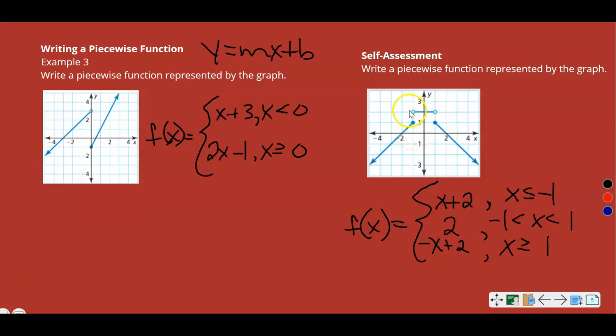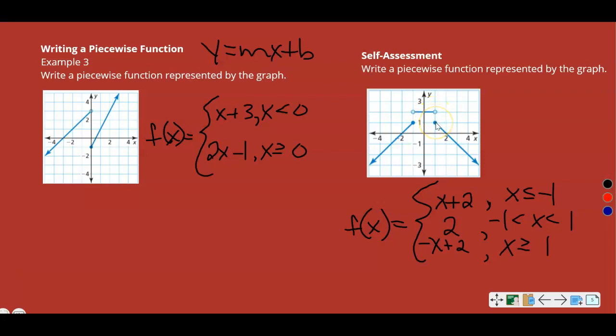All right, the middle piece you can see goes from -1 to +1. So from -1 to +1, 2 open circles means it is not included. So strictly less than. So x is between -1 and 1. This one is a constant function, so there is no slope. Okay, so it's just 2. f of x equals 2. So this line right here, f of x equals 2 for the domain -1 to 1.